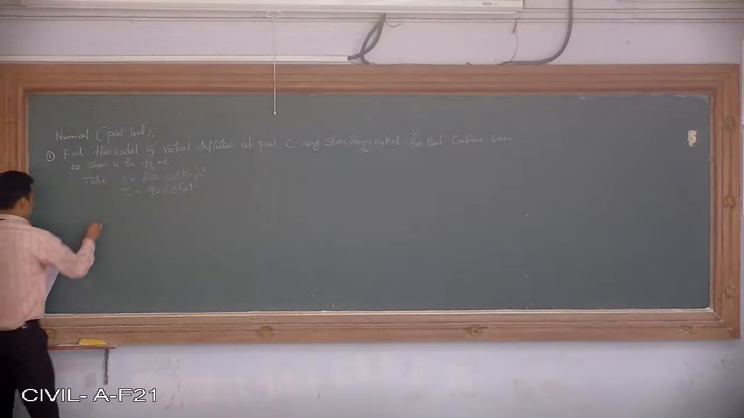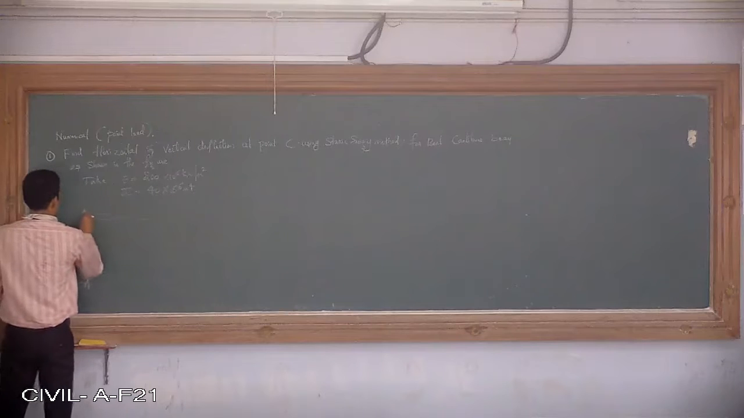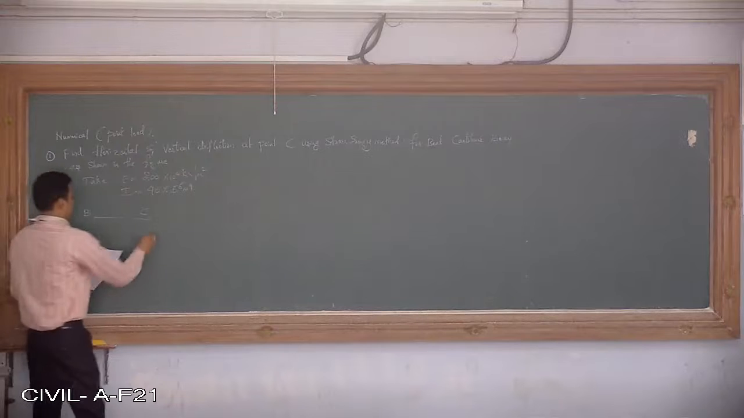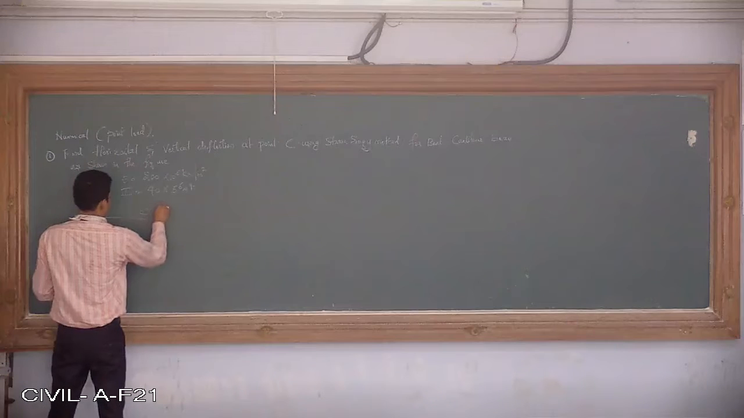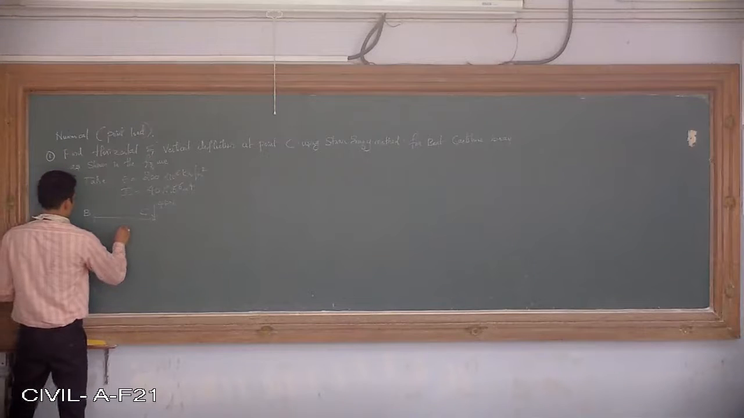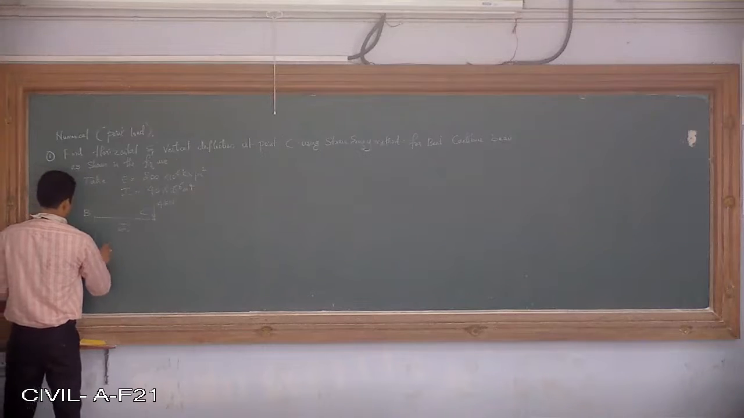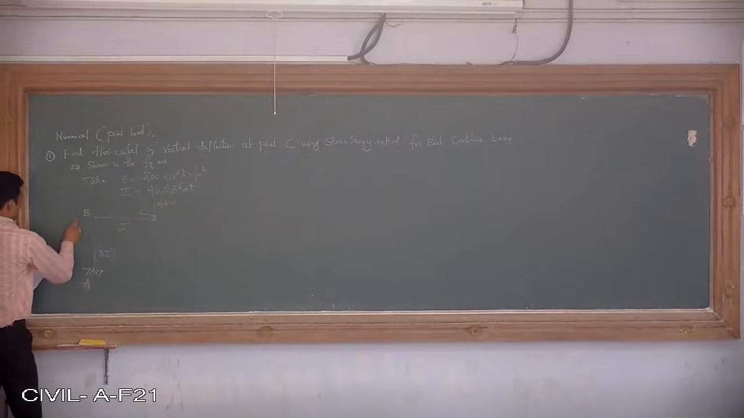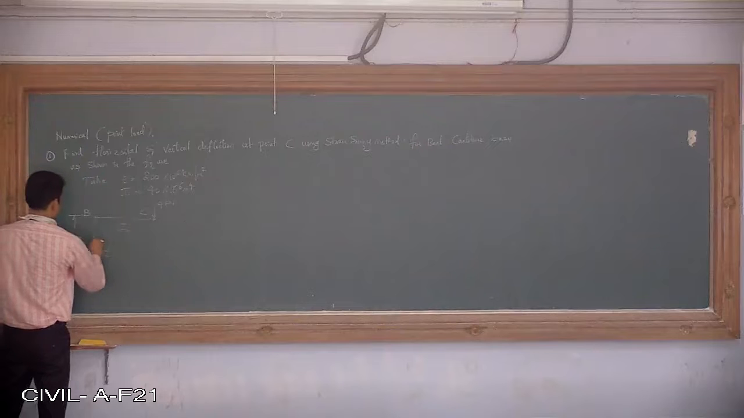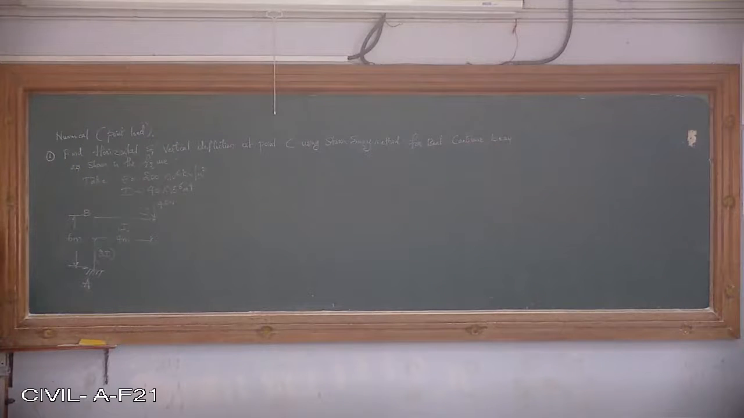So the numerical is the bent cantilever. I have taken this as A, this as B, this as C. Vertical load is given at point C, it is 4 kilonewton. Moment of inertia for the BC section is I, for the AB section is 2I. Height of the column is 6 meter and width of this is 4 meter. What is the first step?